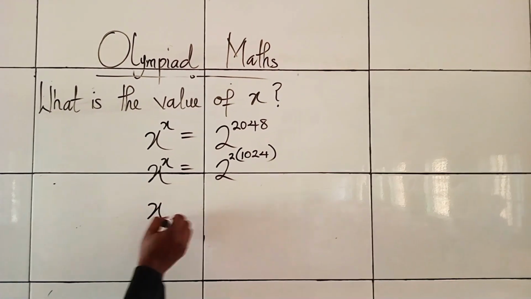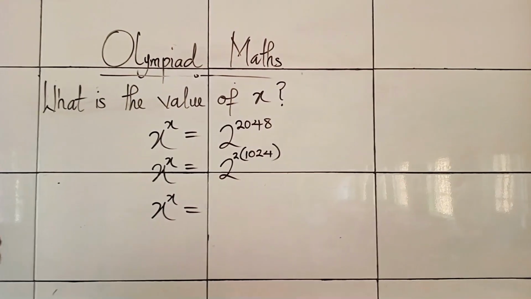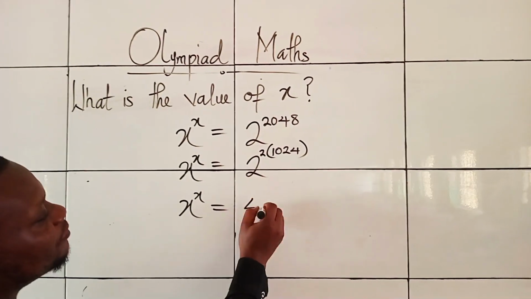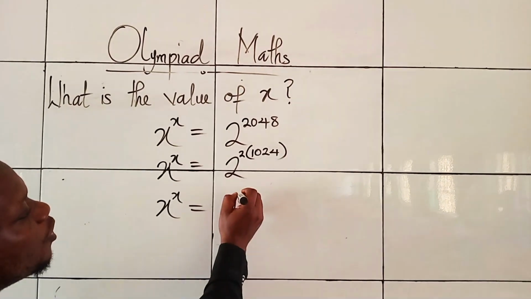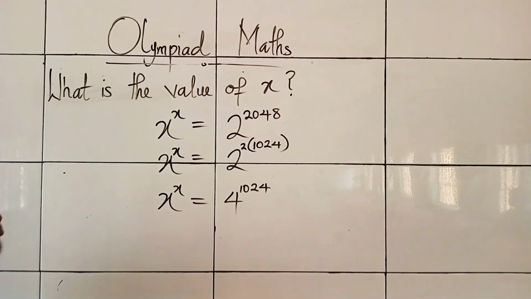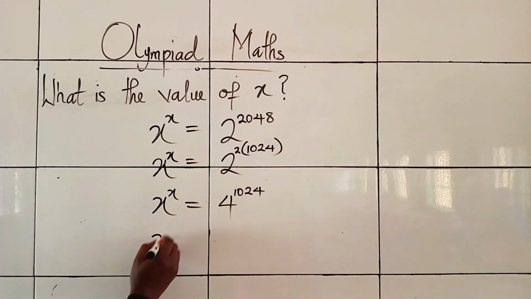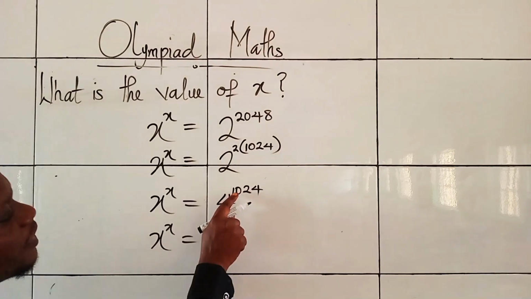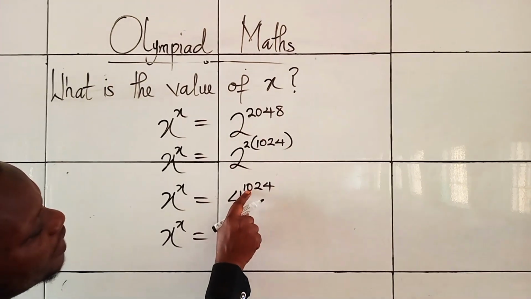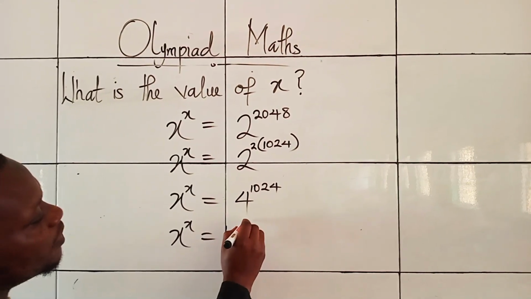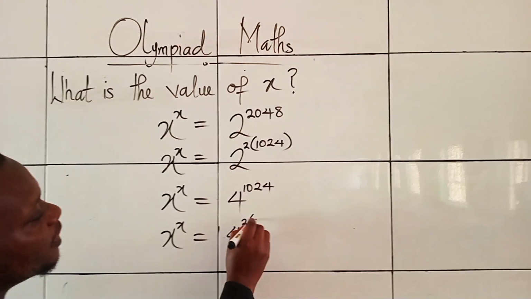So we have x raised to the power of x equals, now 2 raised to the power of 2 is 4. So we can write 4 raised to the power of 1024. Right? So we repeat the process again: x raised to the power of x equals 4 raised to the power of, now 1024 divided by 2 will give us 512. So we can write it as 2 times 512.